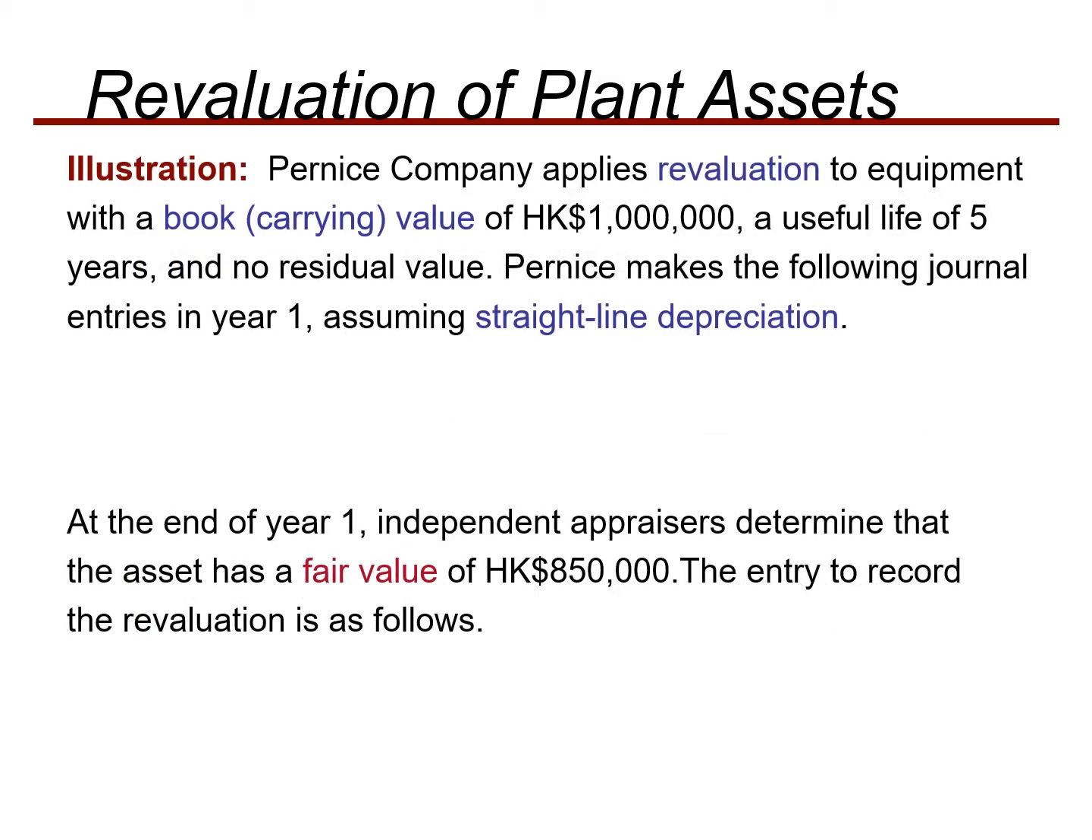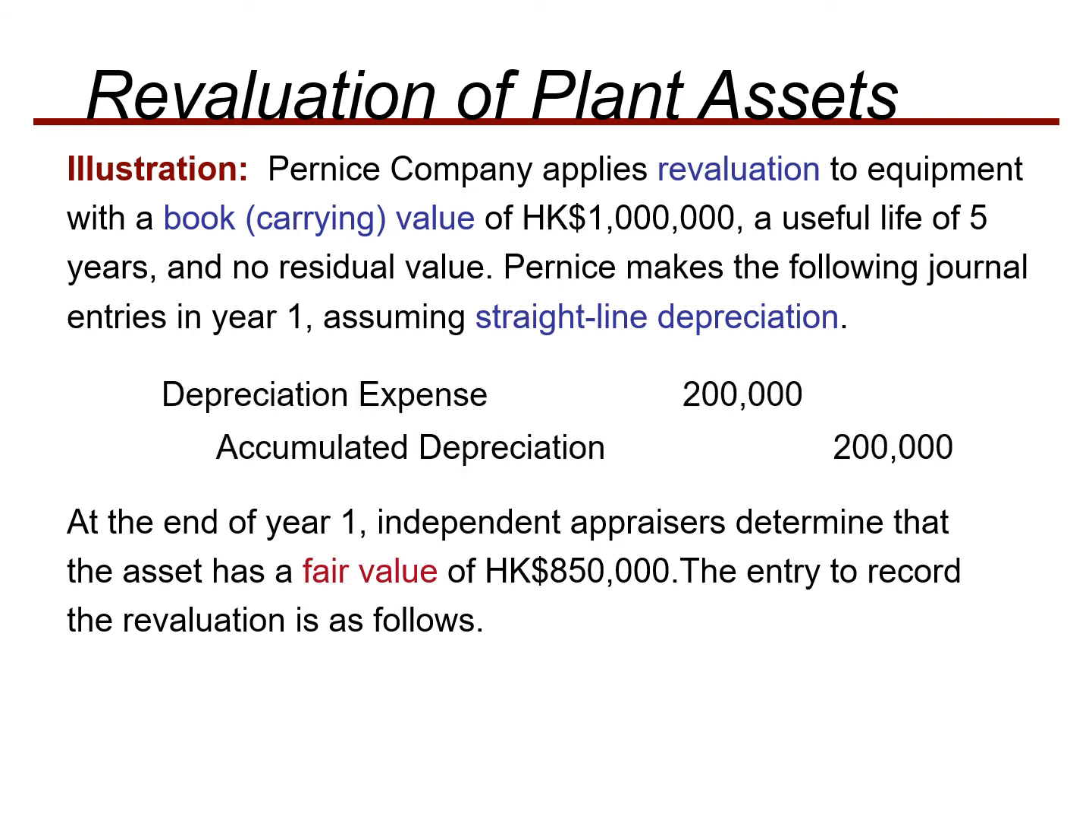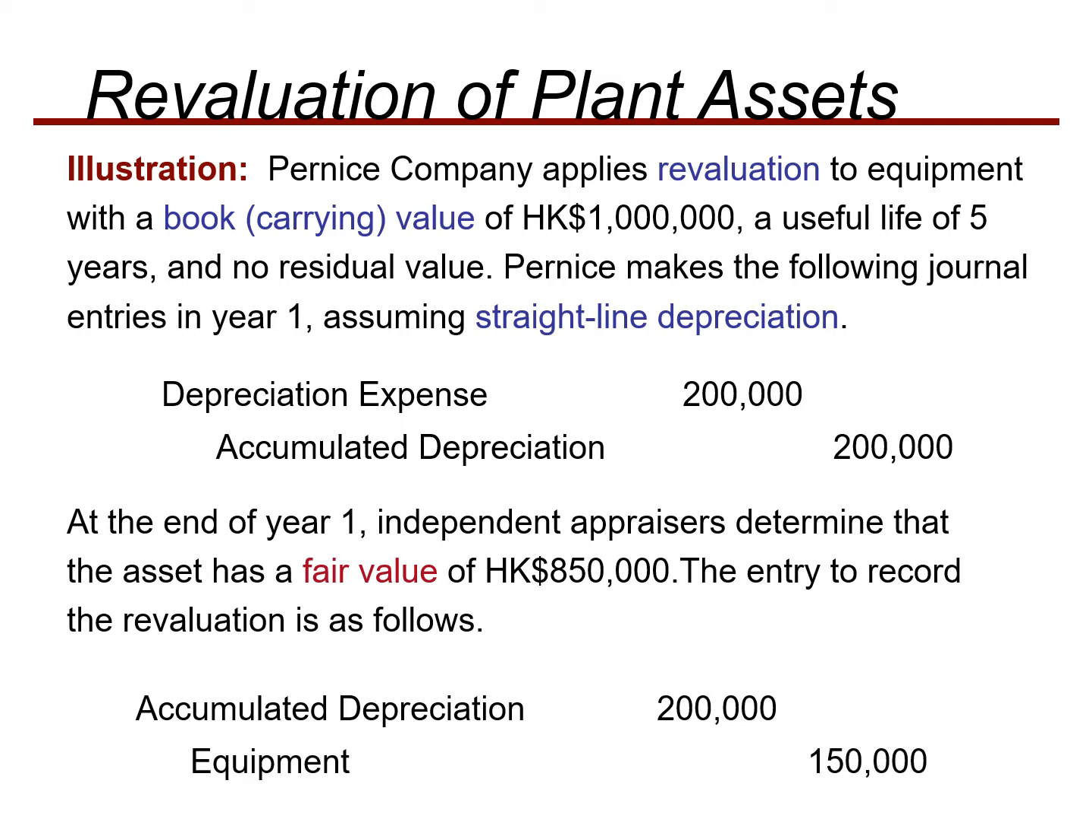If you look at this example, Pernis company applies revaluation to equipment with a carrying value of Hong Kong dollars 1 million, a useful life of 5 years, and no residual value. Pernis makes the following journal entry in year 1, assuming the straight-line depreciation method. You have a 1 million asset and you divide it by 5, and because you don't have any residual value, your depreciation would be 2 lakh per year. You make a journal entry: depreciation expense debit 2 lakh, and accumulated depreciation credit 2 lakh.